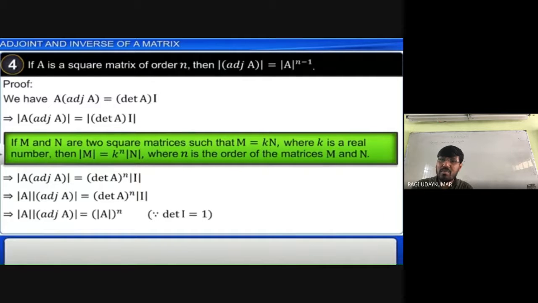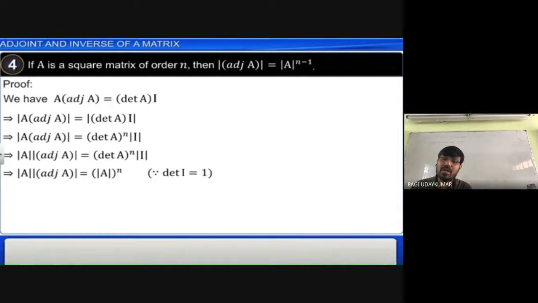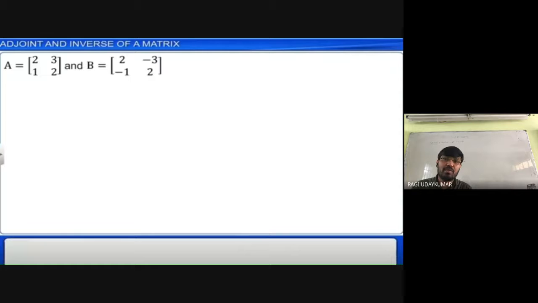Determinant of the identity matrix is equal to 1. So determinant of A into determinant of adjoint of A is equal to determinant of A to the power of n. And this determinant of A is one number. Suppose it is some constant k, then k to the power of n on the right and k on the left, so you get k to the power of n minus 1. So determinant of adjoint of the matrix A is equal to determinant of A to the power of n minus 1.